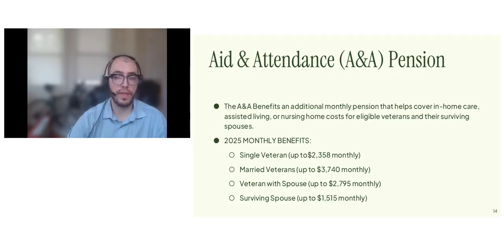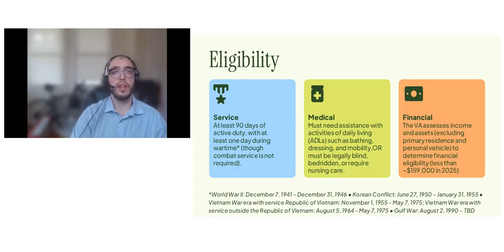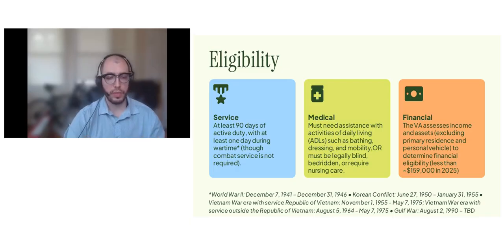And then a surviving spouse can receive up to $1,515 a month. Now, where a lot of veterans unfortunately get discouraged on their care seeking journey is that they look for what is possibly available for them in terms of VA home care. And they see this aid and attendance pension and they go, that is fantastic. I would love to receive care through that route.